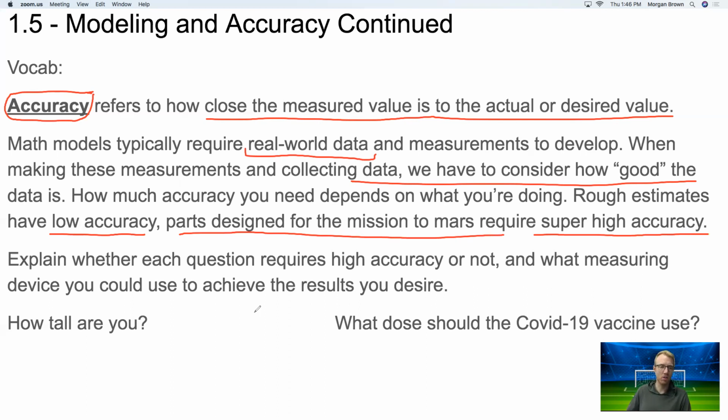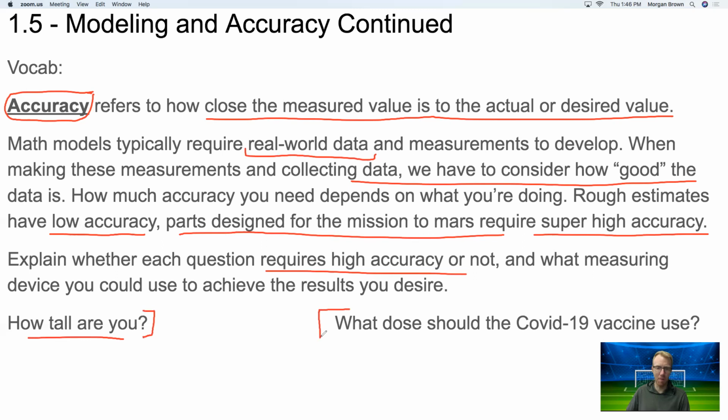So let's just do two quick examples to understand whether or not we need high accuracy or not, and what we could use to achieve these results. So if you're measuring how tall you are, it's not a life or death situation. If you're off by 1/2 inch, it's probably not that big of a deal. So how tall you are does not really require high accuracy. And so you can use something like a meter stick or a tape measure that's marked every 1/2 inch or every 1/8 of an inch or something like that. And if you measure yourself to be a 1/4 inch too tall or too short, it's probably not going to be a big deal.